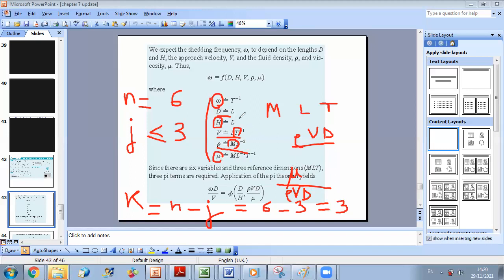The second group also is very simple. For d, h has the same length, the same scale as d. So of course it will only be combined with d, and rho and v will not appear. So the second group is h over d over h, or h over d. It's similar. And finally we have omega.